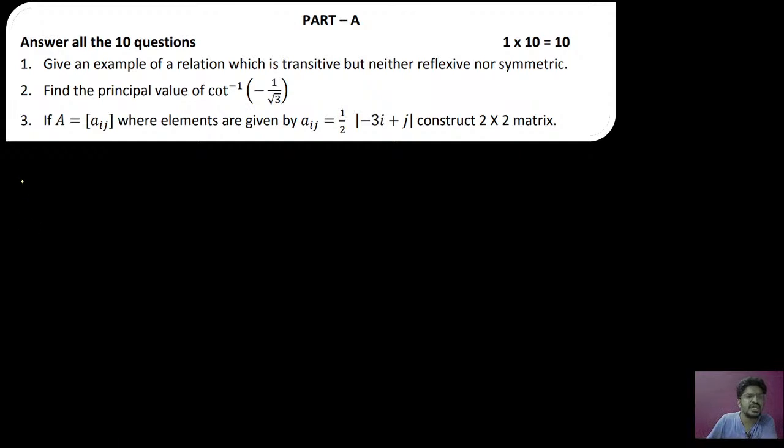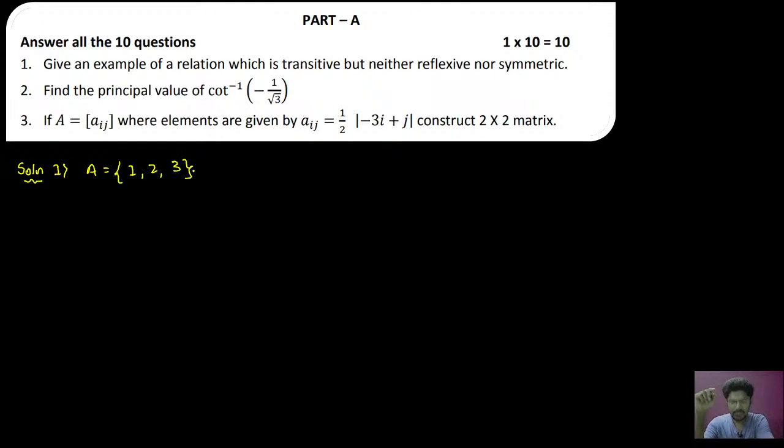The first problem is asking, give an example of a relation which is transitive but neither reflexive nor symmetric. So my dear students, here first you have to write the set. I will take the set {1, 2, 3}.